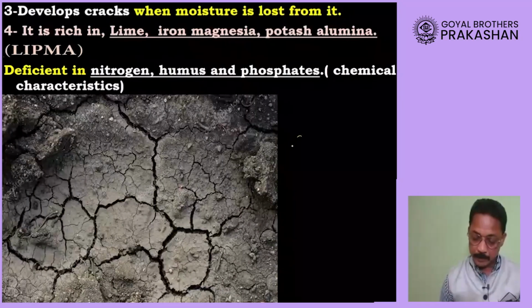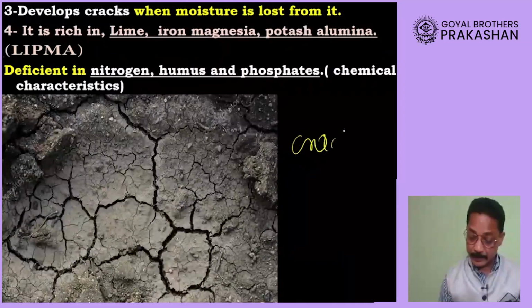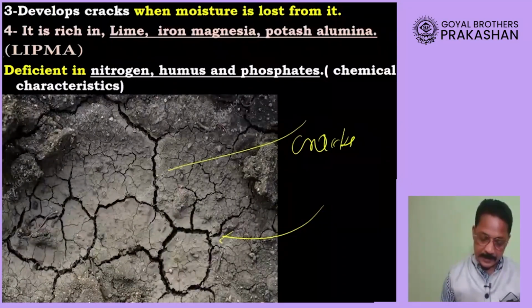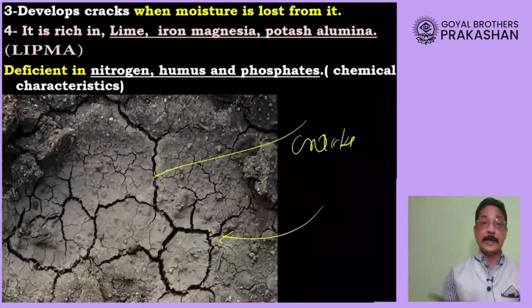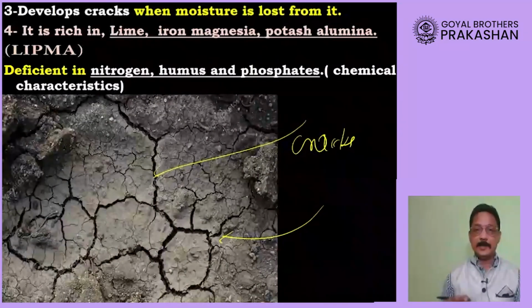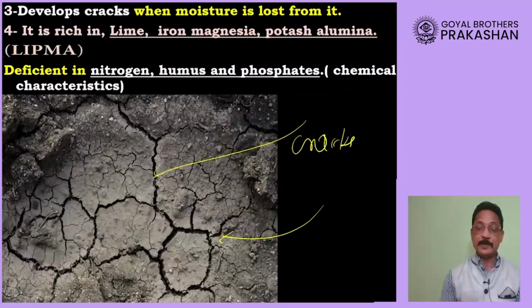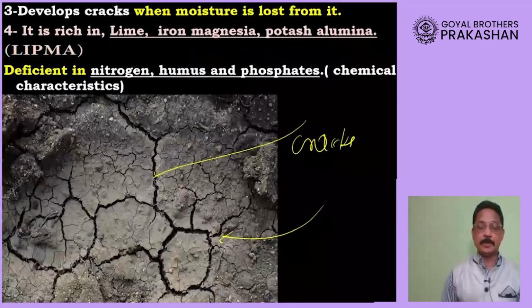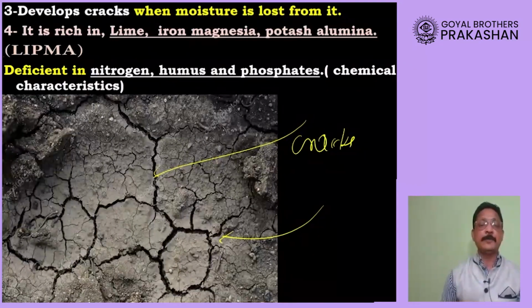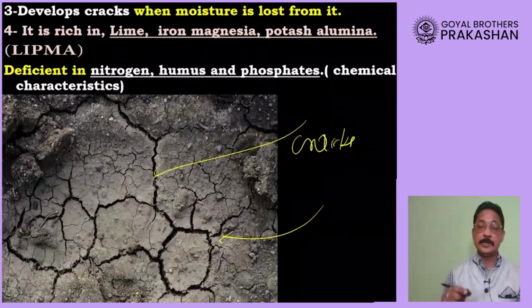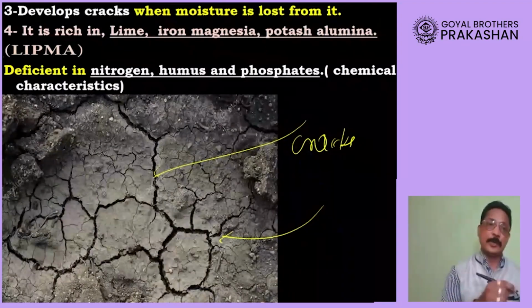it develops cracks in the soil. You can see these cracks, dear children. These cracks are formed naturally, and when the cracks are formed naturally, the soil is as if getting plowed. As if natural plowing is occurring. Therefore this soil is also called or termed self-plowing soil.